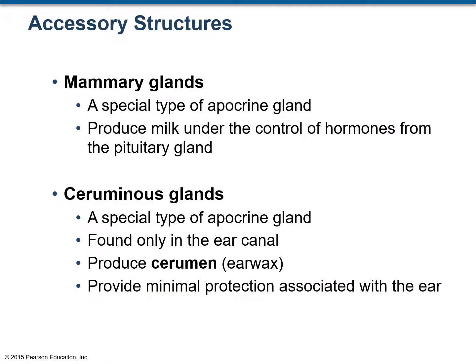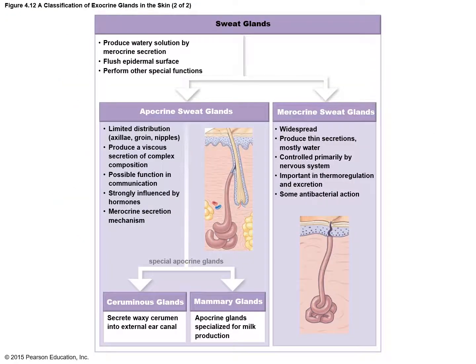Both mammary glands and ceruminous glands are actually modified sweat glands. Mammary glands produce milk for lactation purposes, and this is influenced by hormones, while ceruminous glands produce earwax, which is known as cerumen, and the function is to provide protection. If you look at the bottom of this figure, you can see that the apocrine sweat glands have two types, ceruminous and mammary glands, which are modifications of the apocrine glands, or they are special apocrine glands.